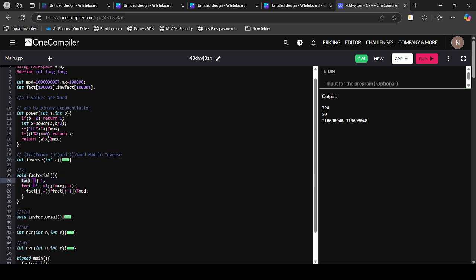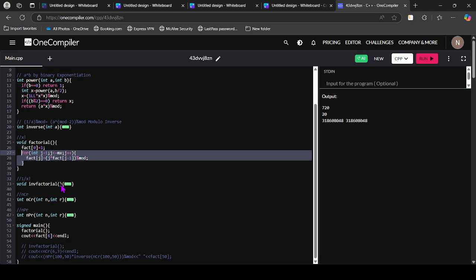The base case is 0 factorial is 1. So factorial of 0 is 1. As we discussed that we have to pre-compute the factorial values, we can use a vector which stores all the values from factorial of 0 to factorial of 10^5, and we can just use a loop, and factorial of j is equal to j into factorial of j minus 1, and we can traverse the whole loop and we can get all values of factorials from 1 to mx.